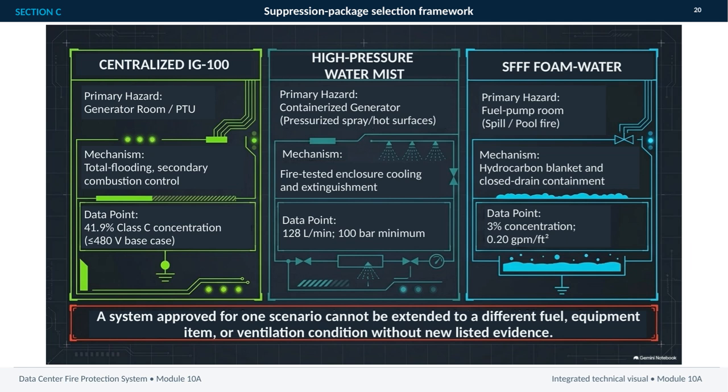The central takeaway is scenario-specific approval. A system approved for one fuel, equipment item, or ventilation condition cannot simply be extended to another. Any change requires new listed evidence.